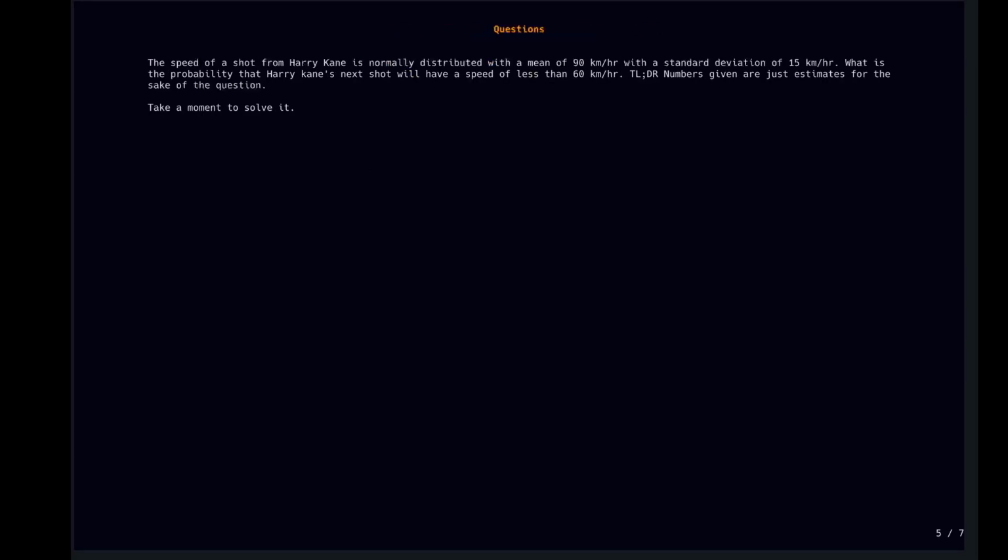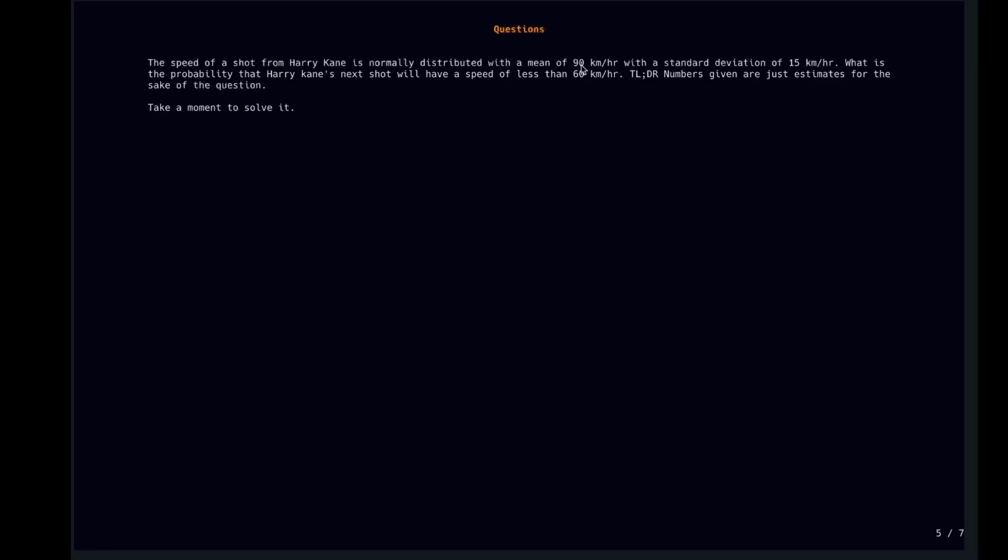So let's do a question. Imagine Harry Kane shooting a shot, and Harry Kane's shot speed is normally distributed, with a mean of 90 kilometers per hour and a standard deviation of 15. What is the probability that Harry Kane's next shot will have a speed of less than 60 kilometers per hour? The numbers here are just estimates, so don't really look into them. So how would we solve it?